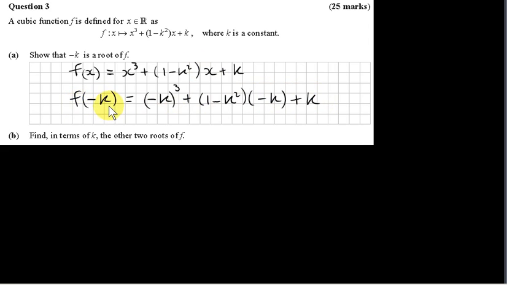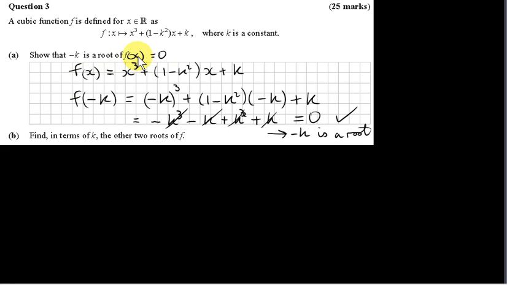If minus k is a root, then f of minus k should equal 0. Minus k times minus k times minus k is minus k cubed. Multiplying by minus k in here gives us minus k plus k cubed. And then we have a plus k. We get a lot of cancellation here. All of this is 0. So that shows that minus k is a root of f of x equals 0. It probably should say a root of f of x equals 0 to be more precise.